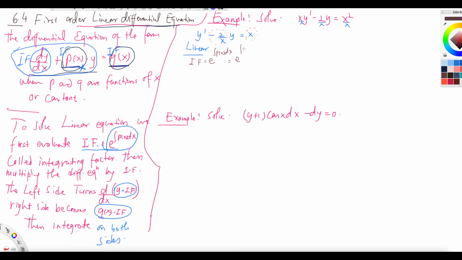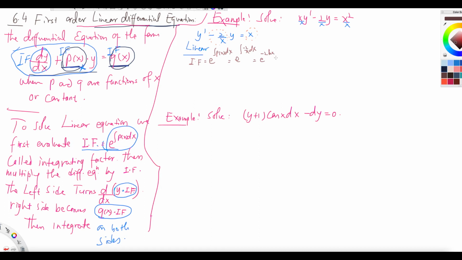e to the integral of negative 2 over x dx. That is P(x), right? So what do you get? You get e to the negative 2, then if you pull the negative 2 out, you will get 1 over x, and that will be natural log of x. You see that? Natural log of x.